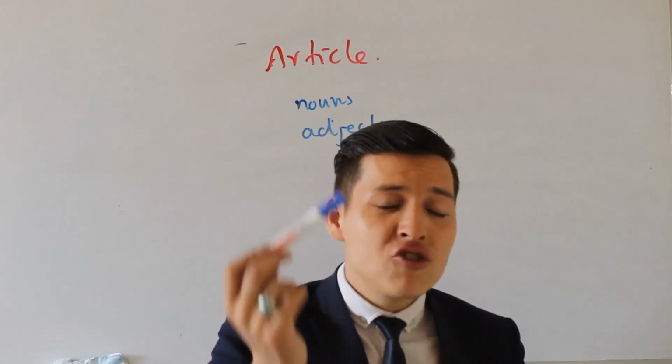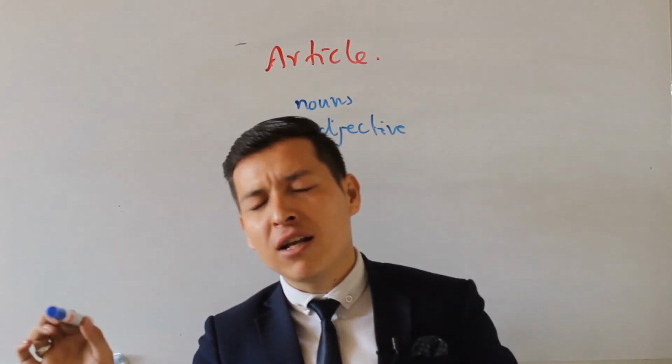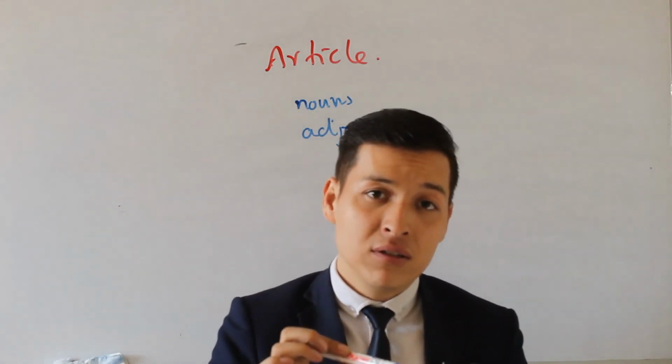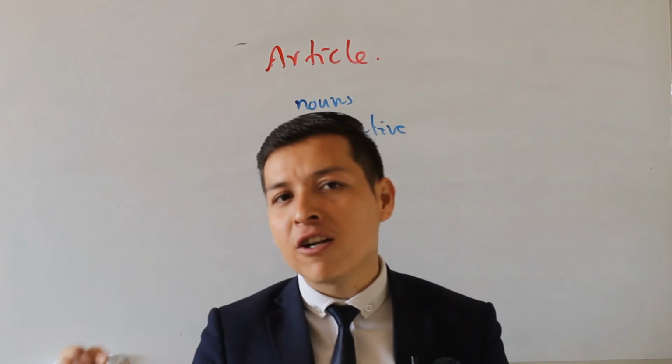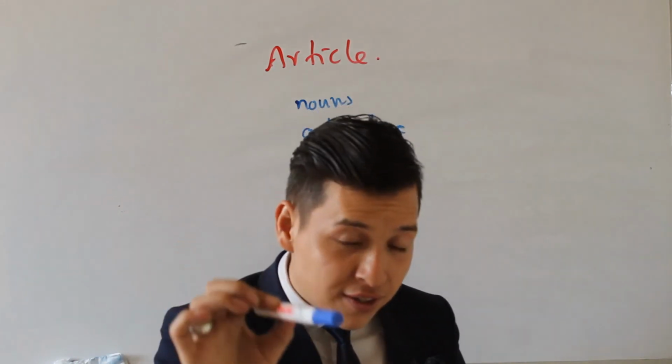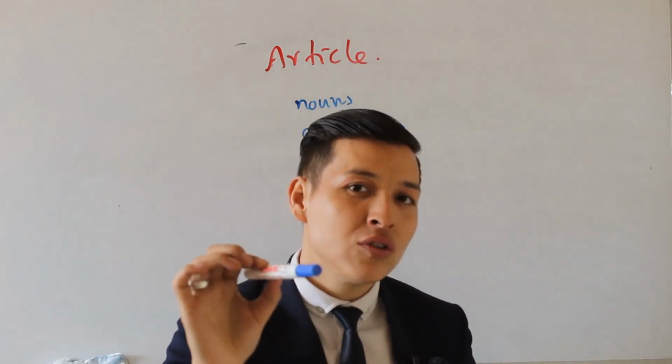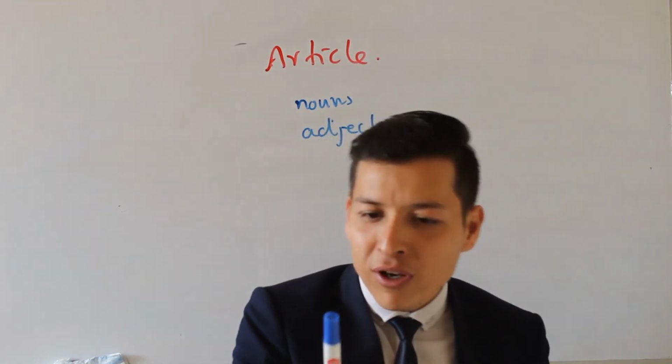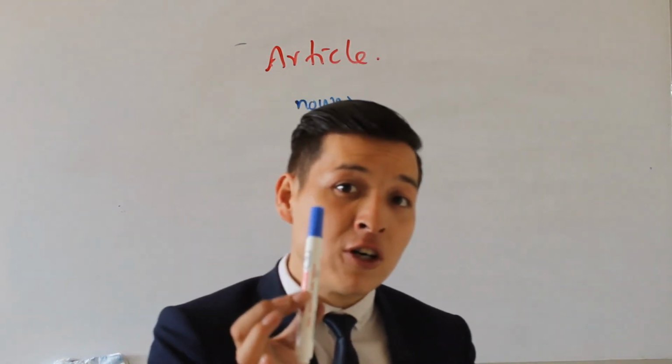In your opinion, should I use a definite article with this or an indefinite article? We have two types of articles, definite article and indefinite article. So you will definitely say, sir, we use definite. Why? Because you have information about this marker.